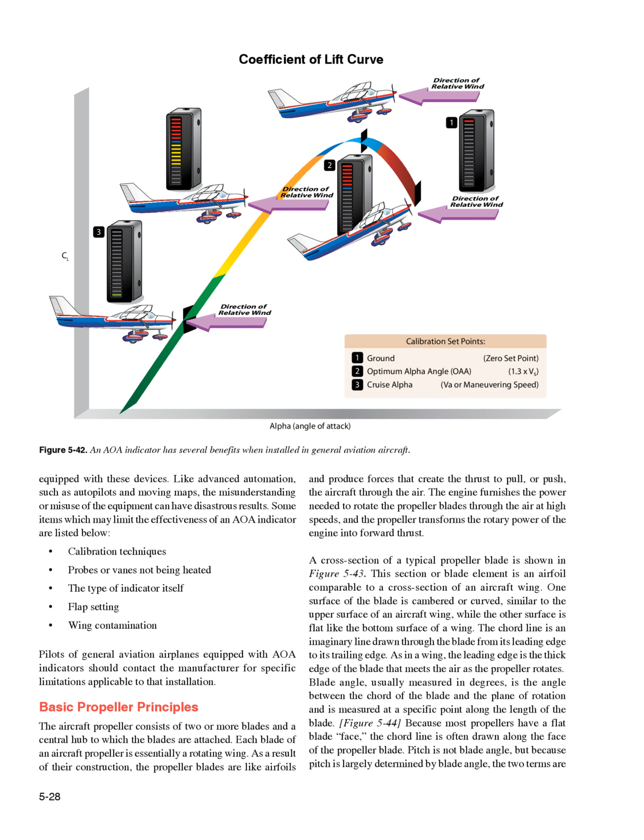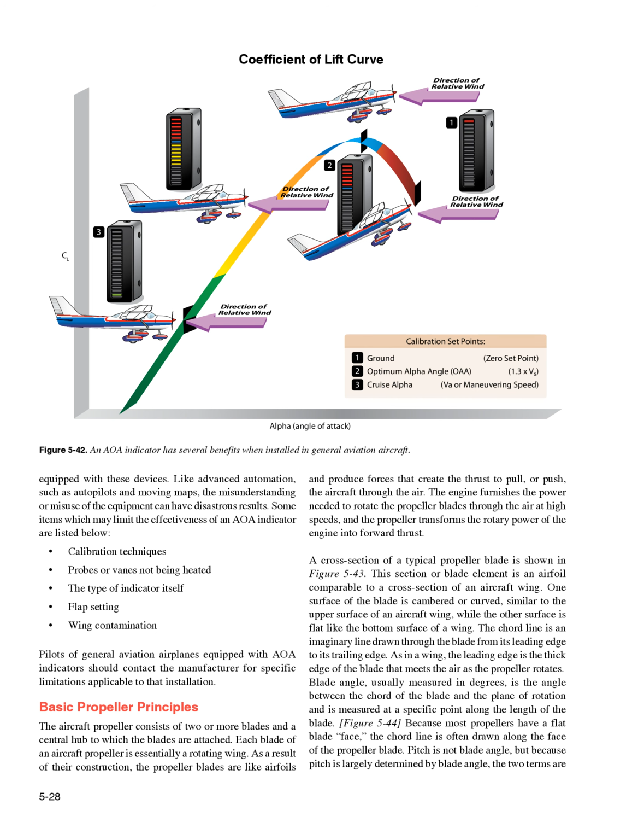A cross-section of a typical propeller blade is shown in figure 5-43. This section or blade element is an airfoil comparable to a cross-section of an aircraft wing. One surface of the blade is cambered or curved, similar to the upper surface of an aircraft wing, while the other surface is flat like the bottom surface of a wing. The chord line is an imaginary line drawn through the blade from its leading edge to its trailing edge. As in a wing, the leading edge is the thick edge of the blade that meets the air as the propeller rotates. Blade angle, usually measured in degrees, is the angle between the chord of the blade and the plane of rotation and is measured at a specific point along the length of the blade.